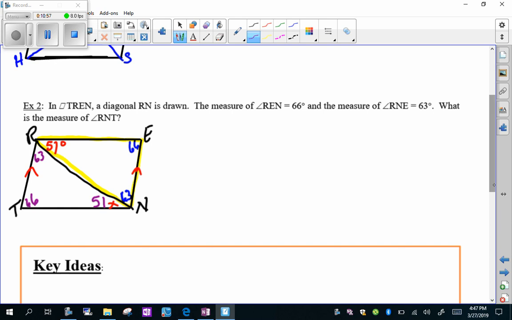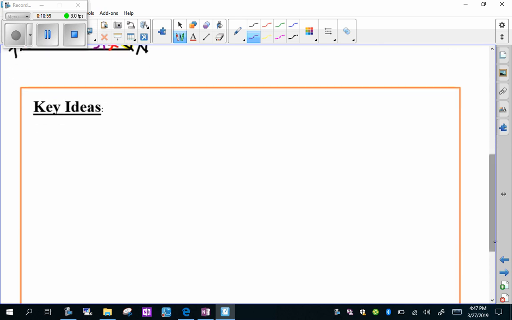Okay, now what I want you to do is write down some key ideas. There are definitely some very good key ideas that you need to write down so that we can approach our problems in class tomorrow.